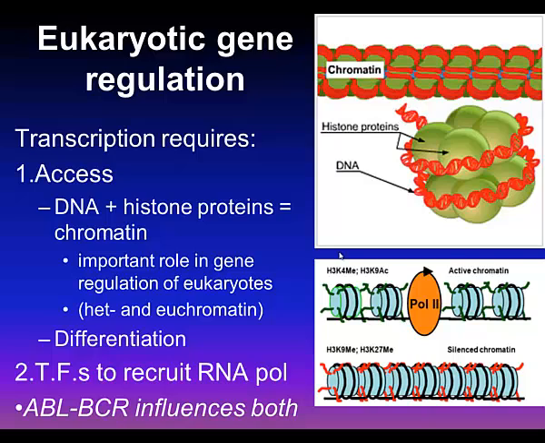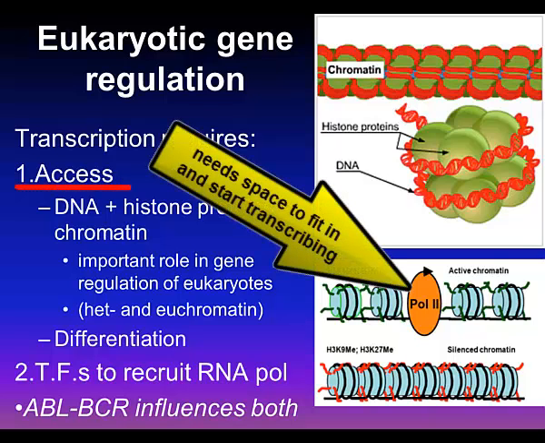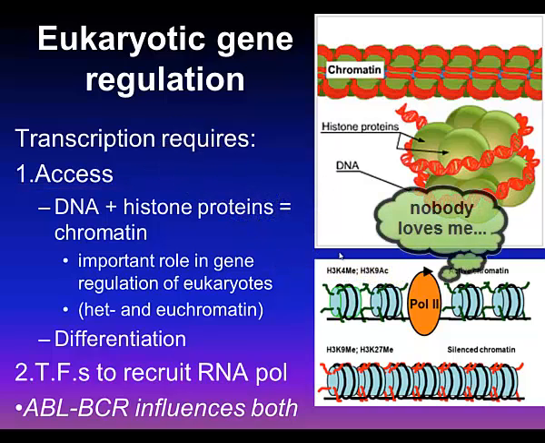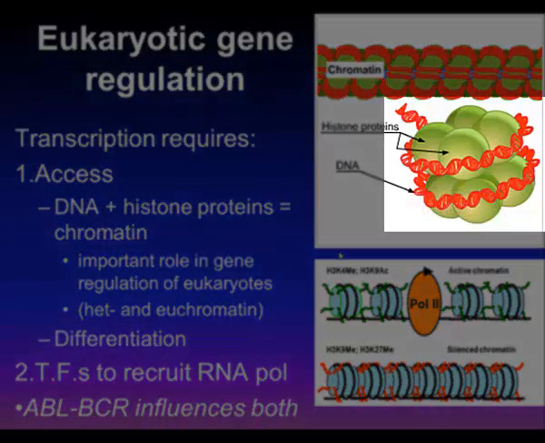And this has to do with eukaryotic gene regulation. There are two basic requirements for transcription. First is access. The RNA polymerase needs to be able to have access to the promoter region. Access can be denied due to the binding of DNA to what's called the histone proteins. So you can see here the histone proteins are these green balls and the DNA is wrapped around it.